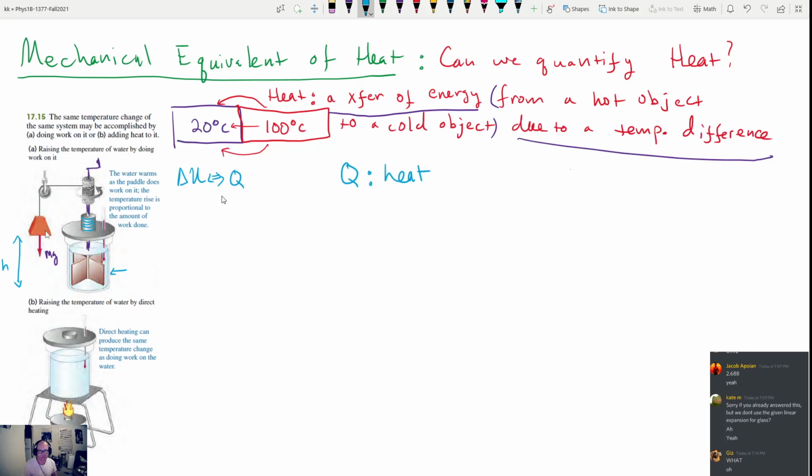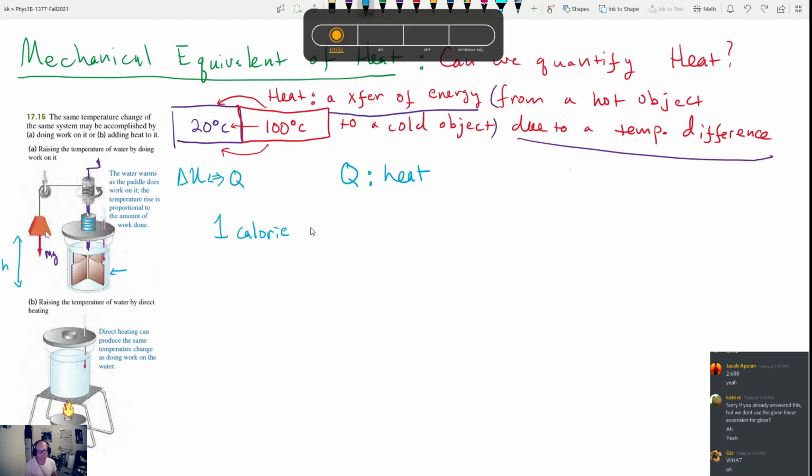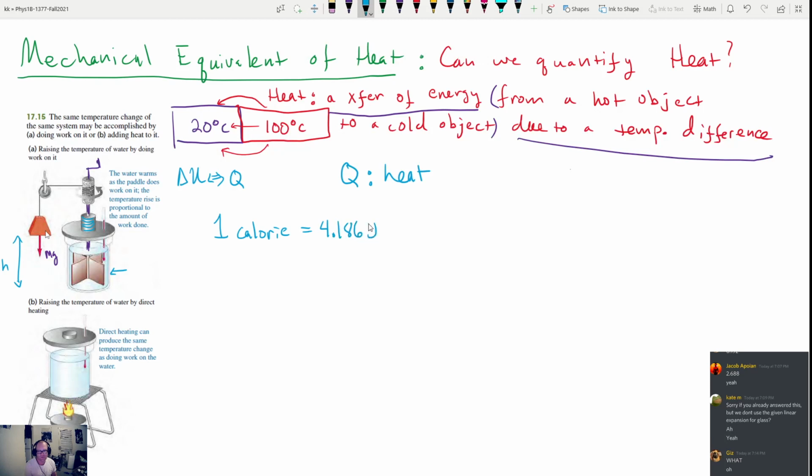So the change in potential energy ends up being related to the heat, and then you can say, okay, now if I know the temperature change, and I know how much water there is, I can tell you exactly how much energy the water gained, right? And the way that we do that is through the use of a unit called a calorie, okay? So 1 calorie is, well, it's equal to 4.186 joules.